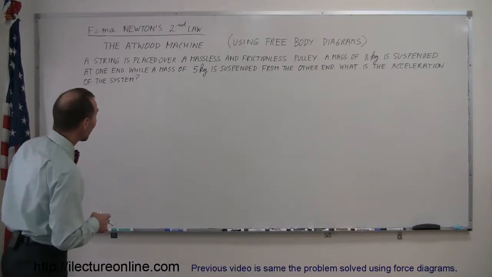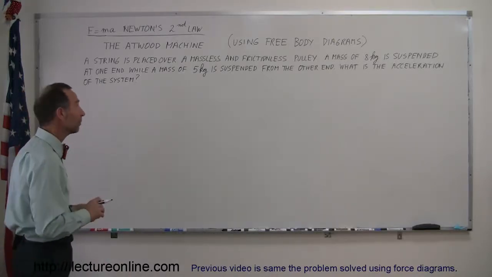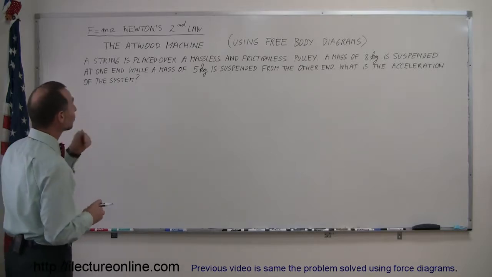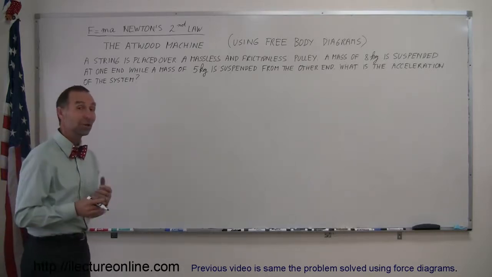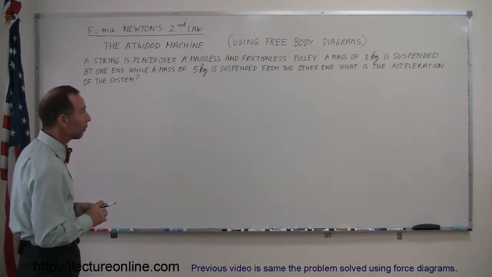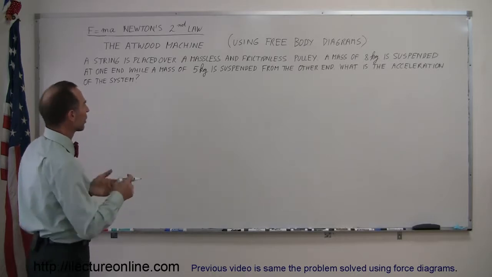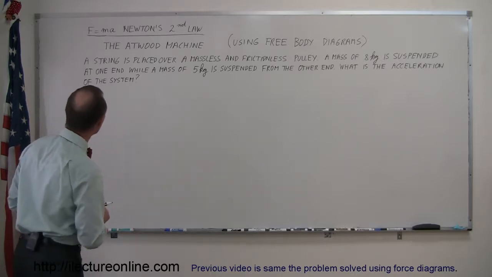Here's another example of how you use F equals ma, Newton's second law, to solve various problems. We're going to do the Atwood machine problem again. That's just another word for a pulley. And this time we're going to use a technique called free body diagrams. So how does that work? Well, let's read the problem first.